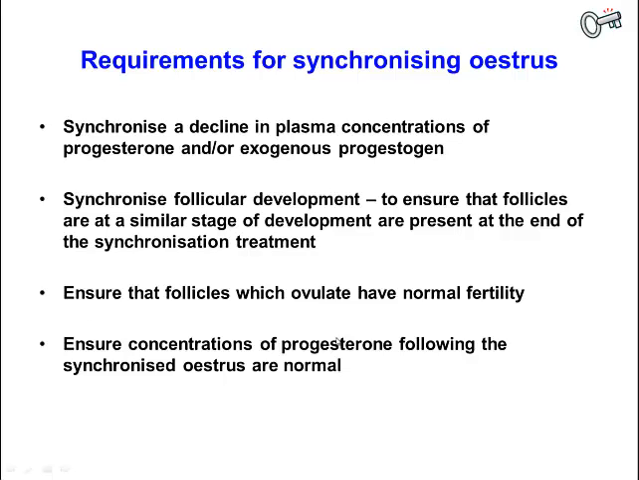And we also need to ensure that concentrations of progesterone following the synchronized estrus, that is, following artificial insemination, will show a rise in progesterone following ovulation, and that rise in progesterone will be normal. There's no point if they ovulate and the concentrations of progesterone are far below what they would normally be, because then the pregnancy will probably fail. So these are some of the general requirements that we want from any synchronization protocol.